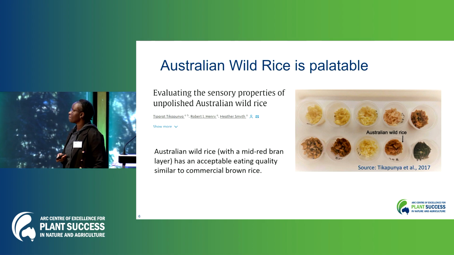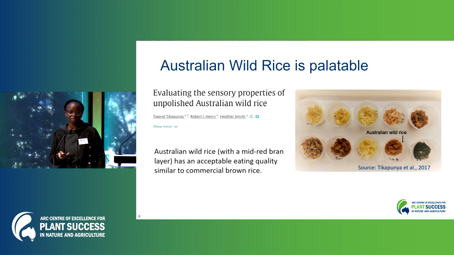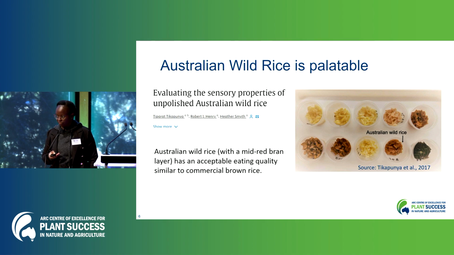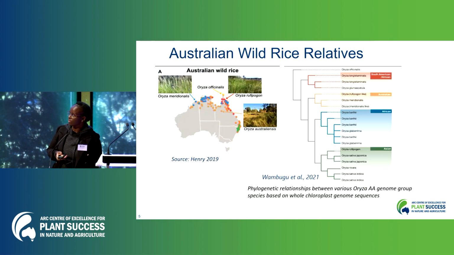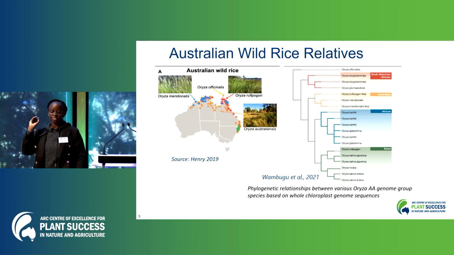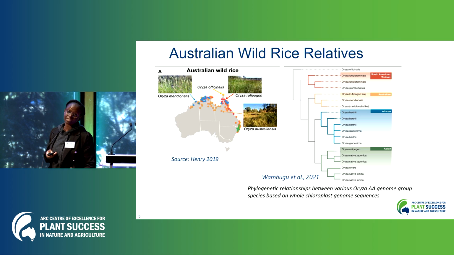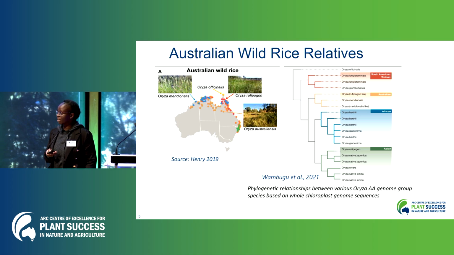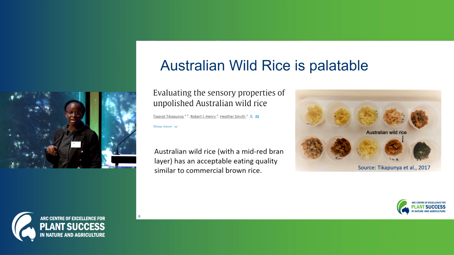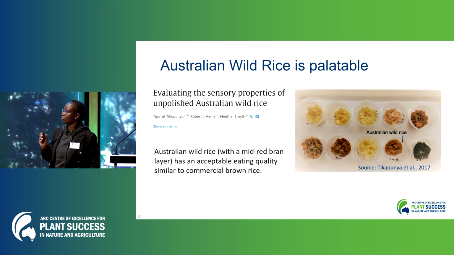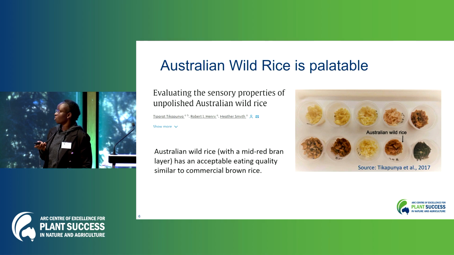And so sensory work has been done on a few of the Australian wild rices, and I'd like to go back. When I talk about Australian wild rices, I mean three varieties of wild rices that are grown up north of Australia. That's Oryza australiensis, Oryza meridionalis, and Oryza rufipogon. And so sensory analysis of these rices was done, and it was found that they have a taste that could be comparable to commercial brown rice, which is good. So now we have a base where people can actually eat Australian wild rice.